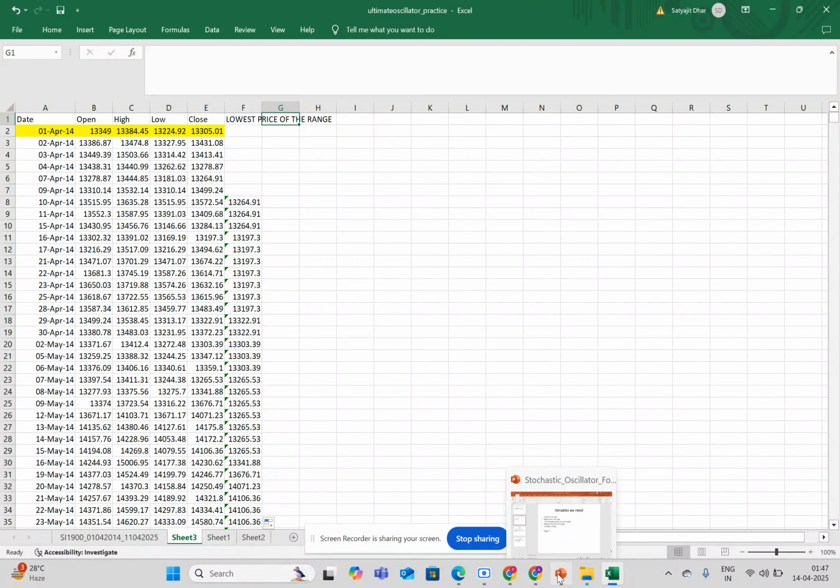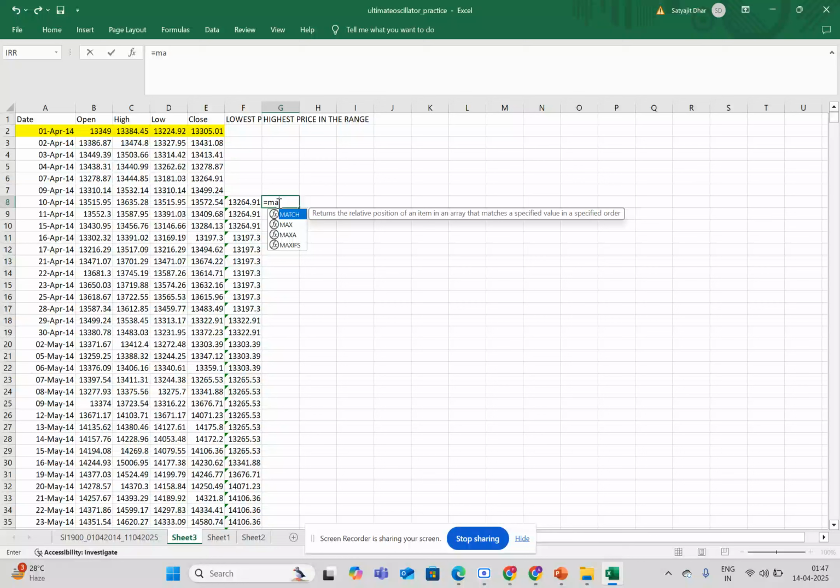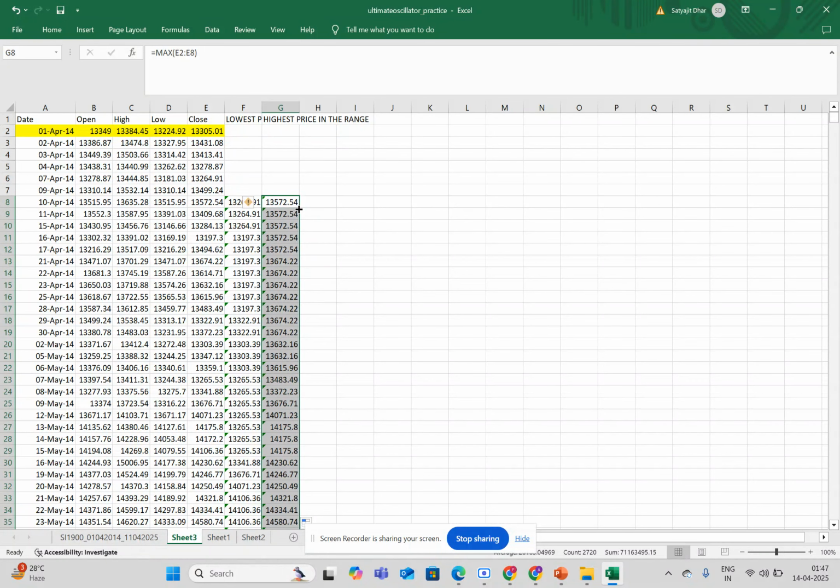Then what we need is the highest price in the range. It is a similar kind of formula, just we write MAX in the place of MIN. So maximum, and then we choose this. So this is the highest price of the range.